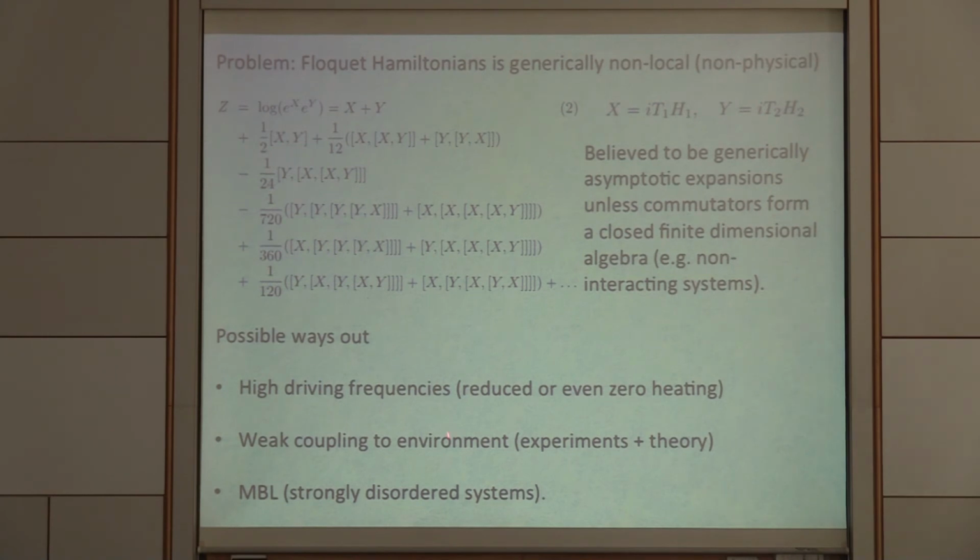So there are possible ways out. A, we can drive at high frequencies. When T1 and T2 are short, each term here is suppressed by a power of T, and maybe the coefficients grow faster than exponentially, so this is an asymptotic series. At least it should work for long times. And there are examples which I guess others will talk about, including MBL, where it's believed, I don't know if it's rigorously proven or not, but at least numerically, and there are some good arguments, that this is a convergent series. Another approach, and we also heard about them earlier, is to consider weak coupling to the environment, open systems, and then we stabilize this.